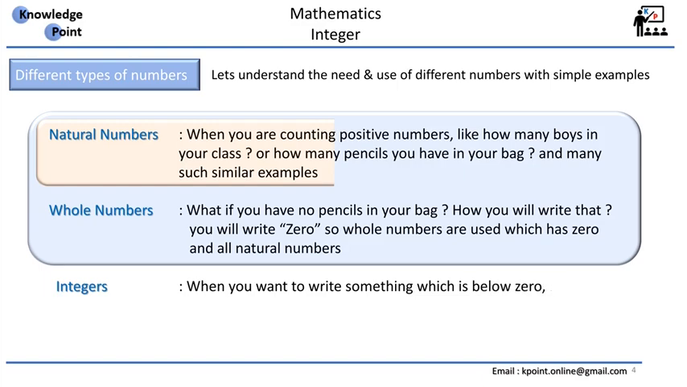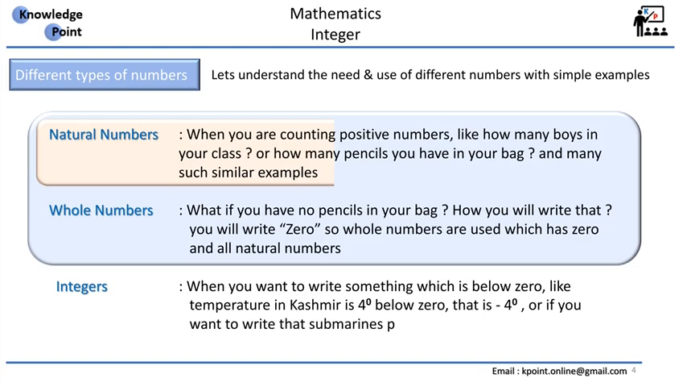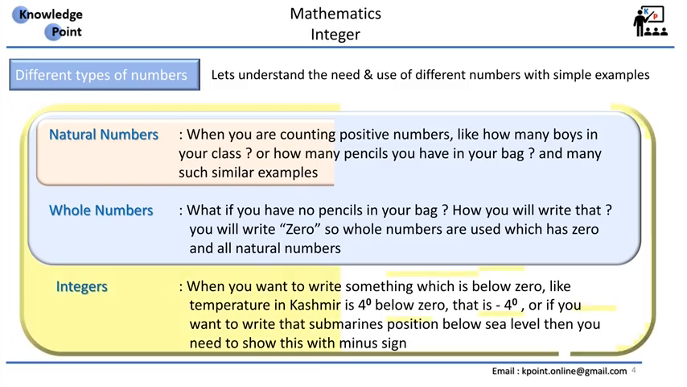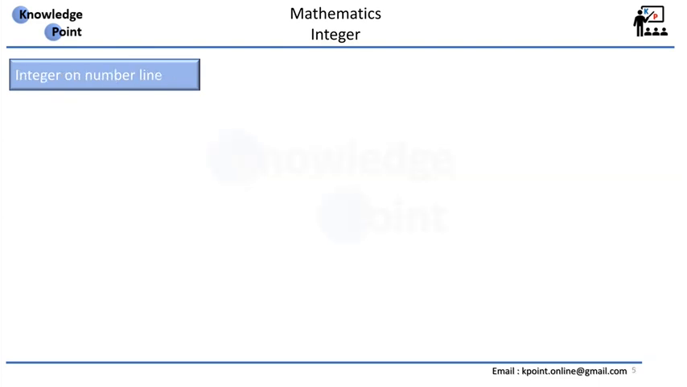Integer, when you want to write something which is of course positive and sometimes below 0 also, like temperature in Kashmir is 4 degree below 0, that is -4 degree centigrade. Or if you want to write a submarine position below sea level, then you need to show this with a minus sign. So integer helps us in that case.